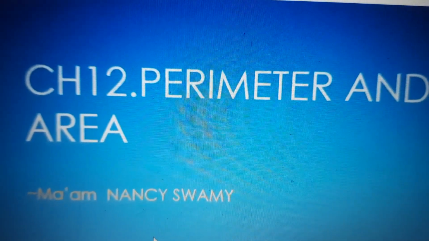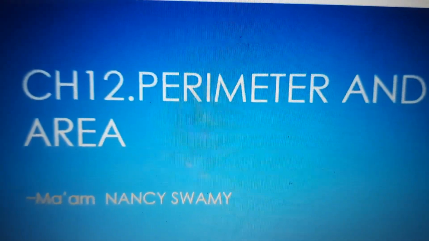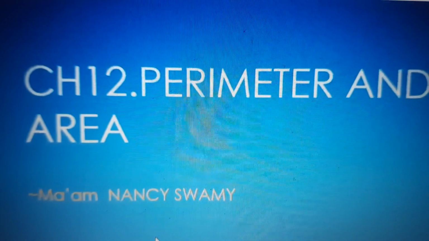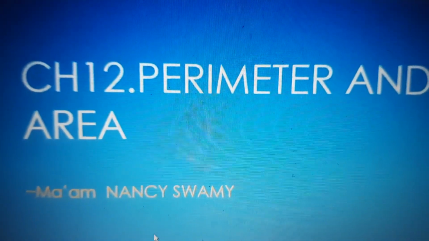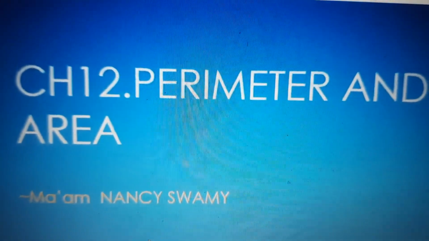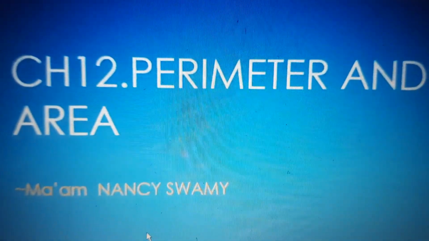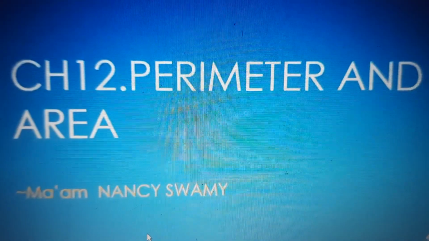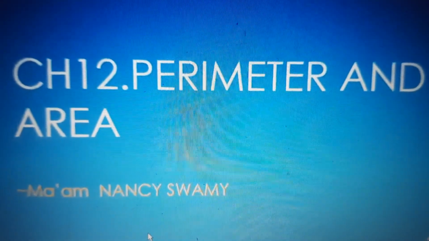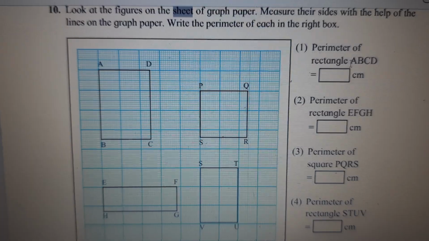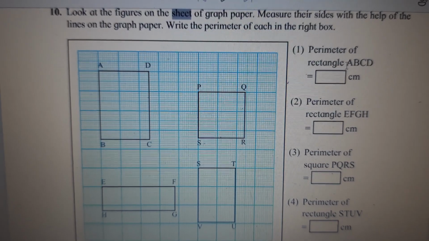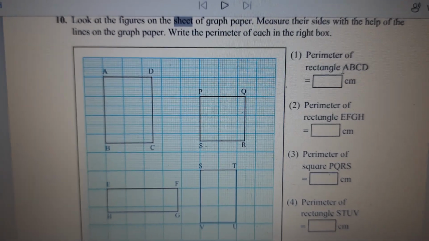Continuation of chapter 12, perimeter and area. Now specifically area, because we are done with perimeter. Only the question number 10, which you can add through the graph paper. In graph, how we can add the perimeter and area, we can just have a look in the text. The area revision. Question number 10, we'll have a look in the text.